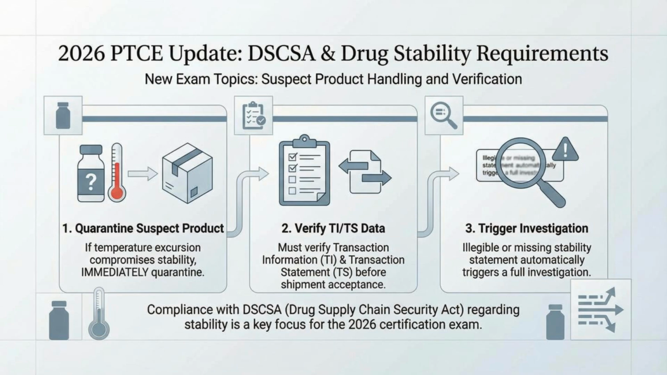The Drug Supply Chain Security Act, or DSCSA, requires strict procedures for suspect products. If stability is compromised, immediately quarantine the product, verify transaction data, and report to trigger an investigation.